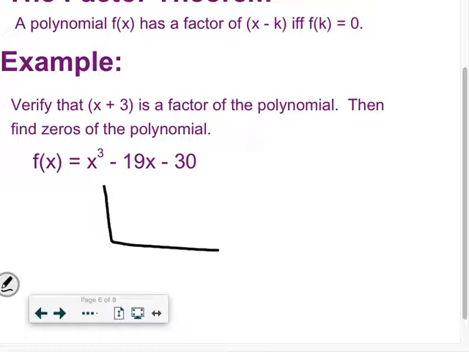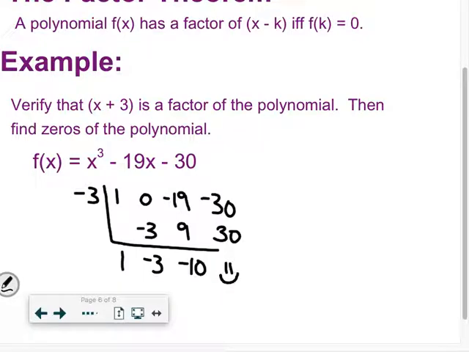What are you going to have to remember when you set up this synthetic? 0 for x squared. So 1, 0, negative 19, negative 30. And we're checking for the factor of x plus 3. Go ahead and work ahead of me and see if you can do your synthetic work. You know what it should come out to. If you're verifying it as a factor, then the remainder should be equal to 0 in the factor theorem. So add down, multiply.